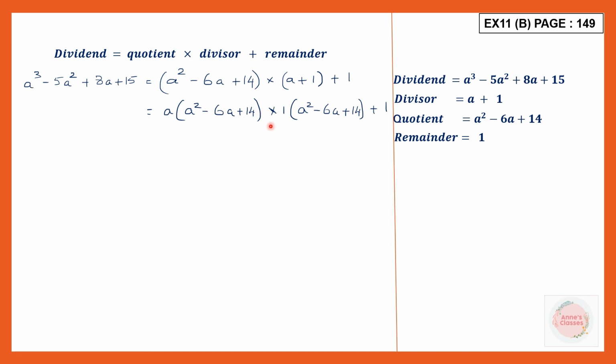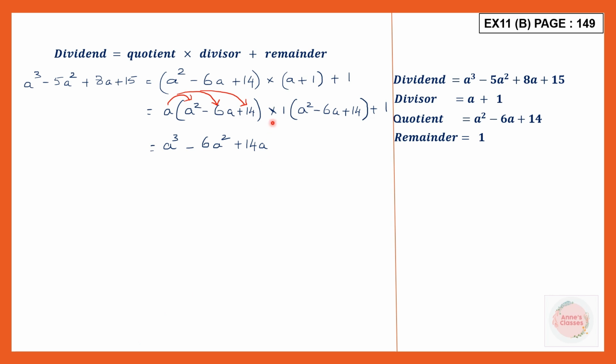Now remember, whenever you have multiplication and addition, multiplication has to be done first. That's why we are doing this first. So now let's begin our multiplication. We're going to multiply every term of this by a. So that is, we are doing a into a square. A into a square will be a to the power of 3 because we add the powers. Then we do a into minus 6a, that is minus 6a square. Then we go on to a into 14, which is plus 14a itself.